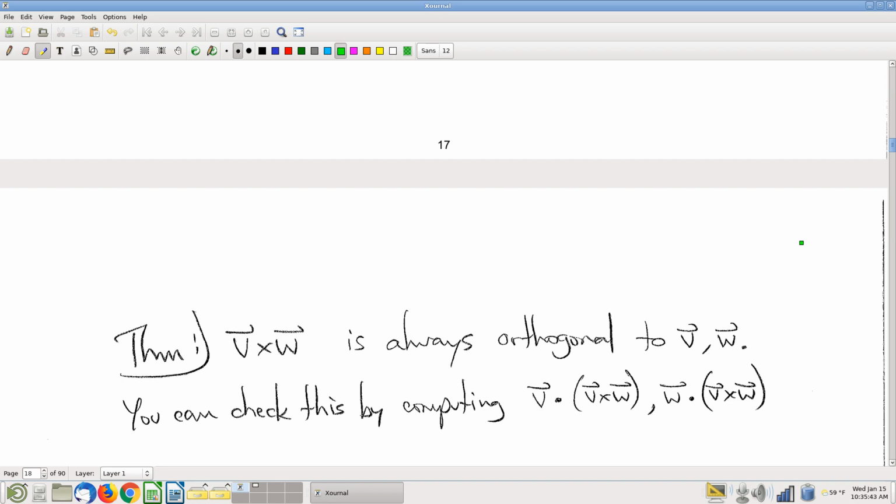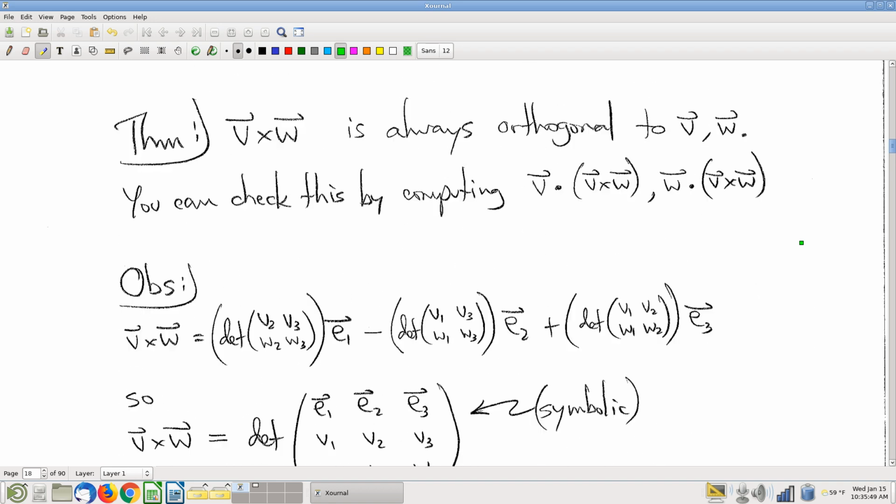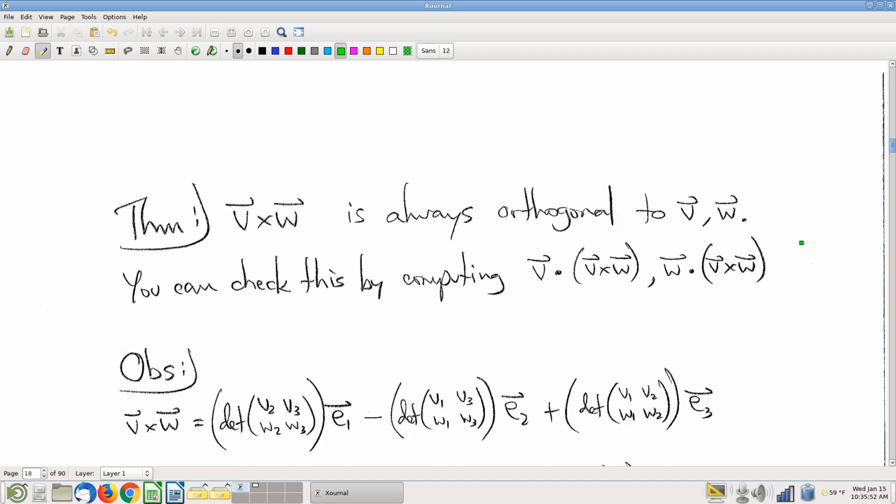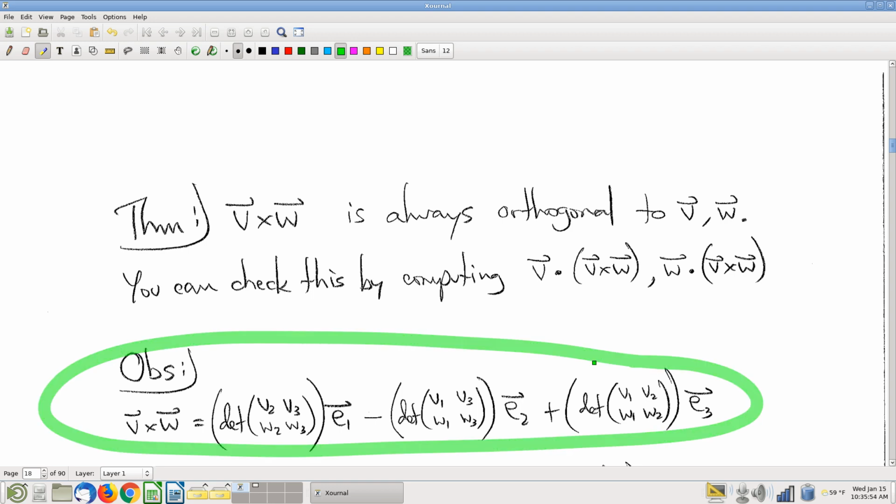This is algebra that allows us to make a nice connection that's going to make everything else in some sense streamlined from here on out. And so firstly, I'm going to observe that here's an alternative way to write the cross product. Let me tell you where this comes from.